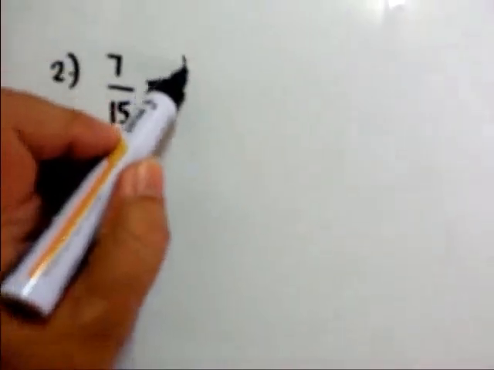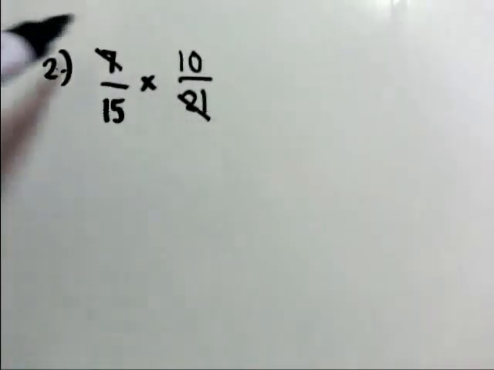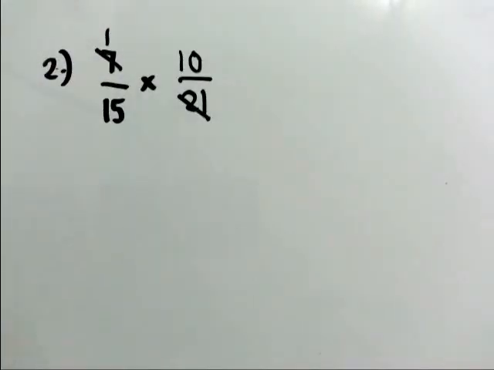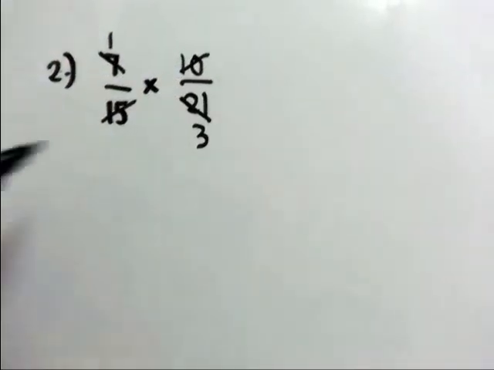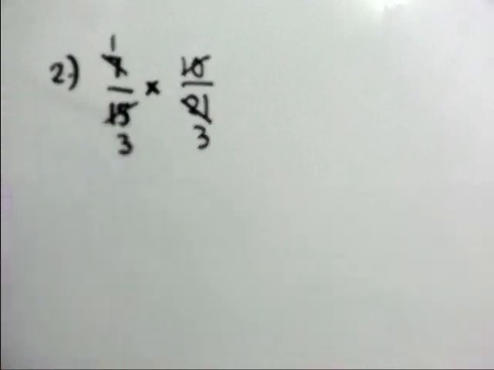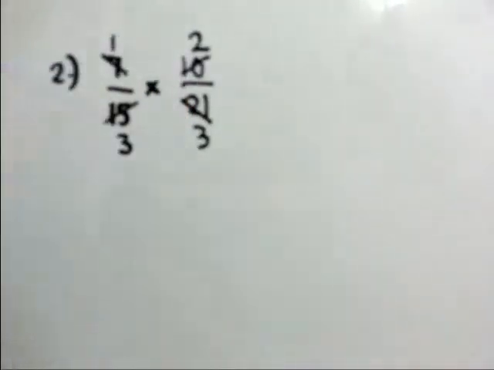Number 2. 7 over 15 times 10 over 21. 7 and 21 are divisible by 7. 7 divided by 7 equals 1. 21 divided by 7 equals 3. 15 and 10 are divisible by 5. 15 divided by 5 equals 3. 10 divided by 5 equals 2. So we have 1/3 times 2/3.